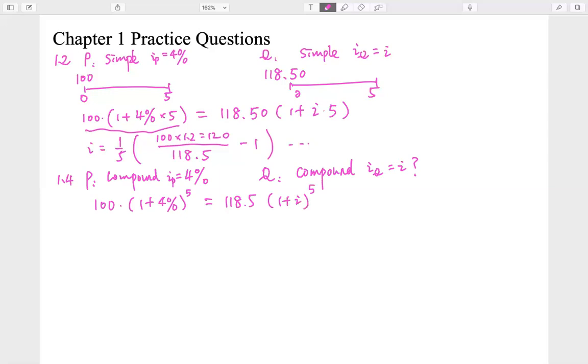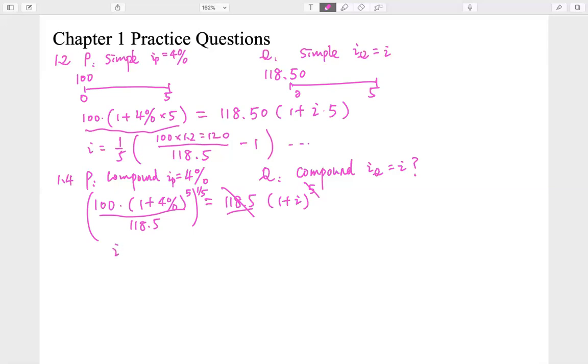Okay, so the form of interest has changed from simple to compound. So everything is pretty much the same, but the computation is slightly different. In order to get I, we divide this number to the left-hand side, so divided by 118.5. Okay, and then let's take power of 1 over 5. Then it will cancel 5, right?